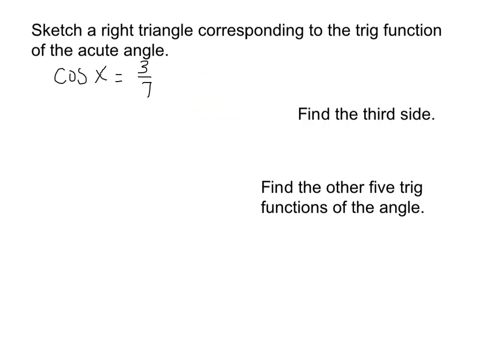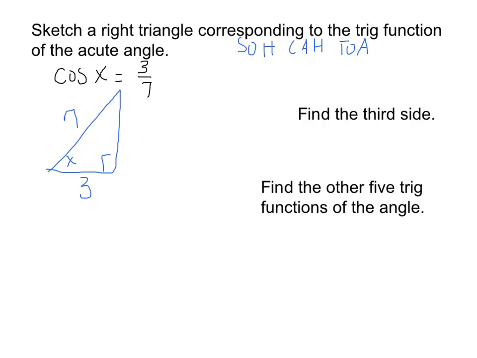So to do the first thing it asks, it says to sketch a right triangle corresponding to the trig function. So I'm going to draw a right triangle. I'm going to put in x as my acute angle. Those are the ratios for sine, cosine, and tangent. I'm now going to write the numbers of the ratio on my right triangle. The cosine is adjacent over hypotenuse. So I'm going to put the 3 at the adjacent and the 7 as the hypotenuse.